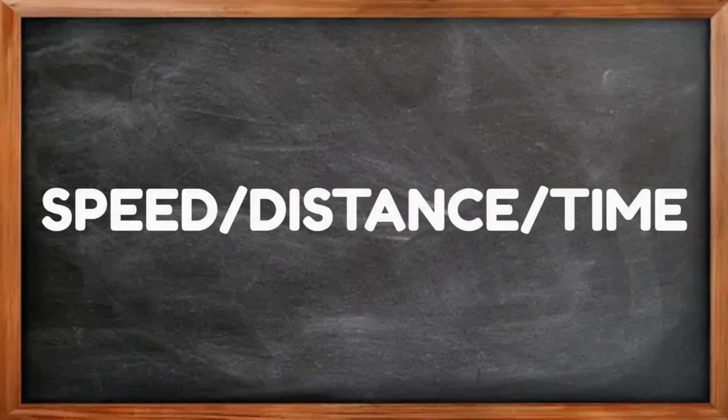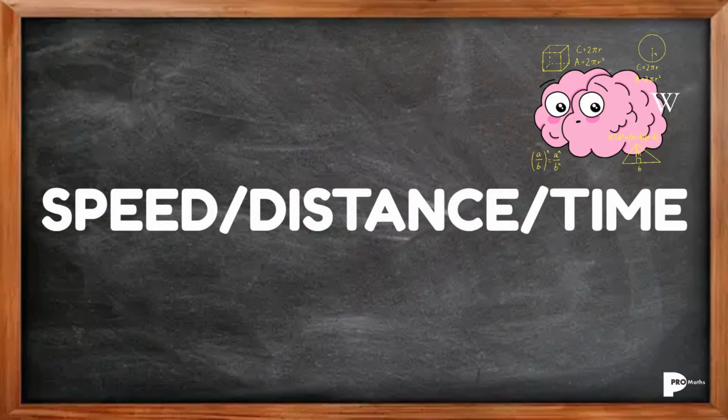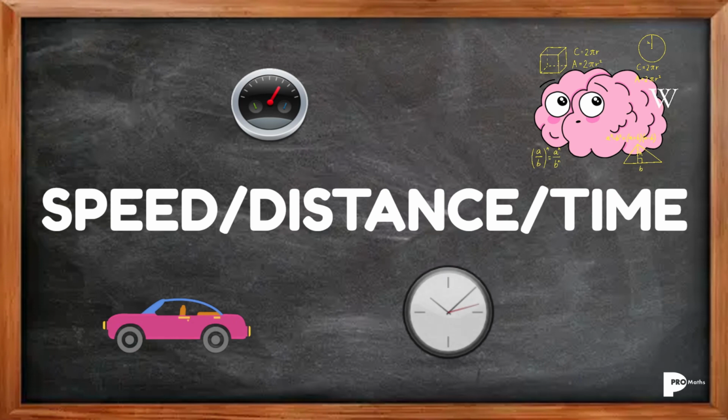One type of problem that keeps stumping students are problems relating to speed. In these problems, you usually have information relating to speed, distance, and time. Just note that when we say speed, we're just talking about average speed.